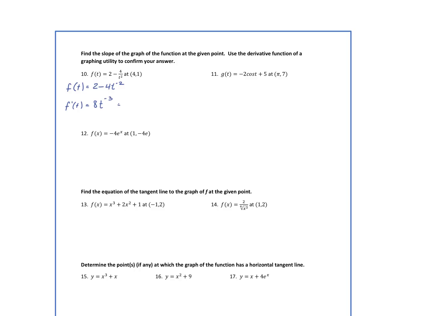So you can leave it, but since we have to plug in the value of x, I am just going to rewrite it. So we have 8 over t cubed, and we're doing this at x equals 4. So we get 8 over 4 cubed, which is 64, I believe. So 8 over 64 is 1 over 8.